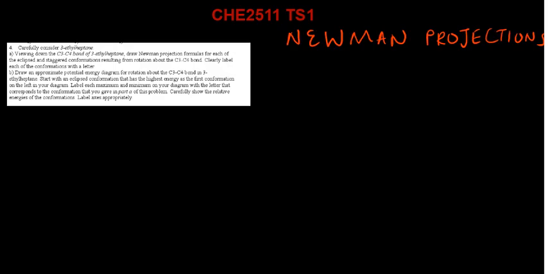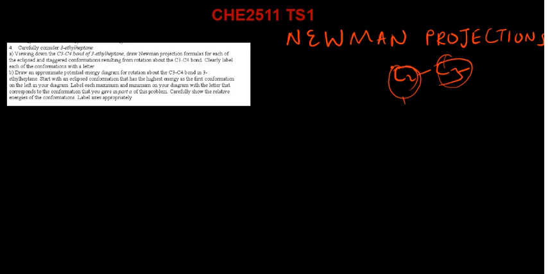Newman projections are just another way of representing conformers to show how the sigma bond between two carbons is rotated. Imagine you've got a compound and you're told to sight between, let's say, C2 and C3. This is your front carbon and this is your back carbon. It depends, but I like making this my front carbon and this my back carbon.